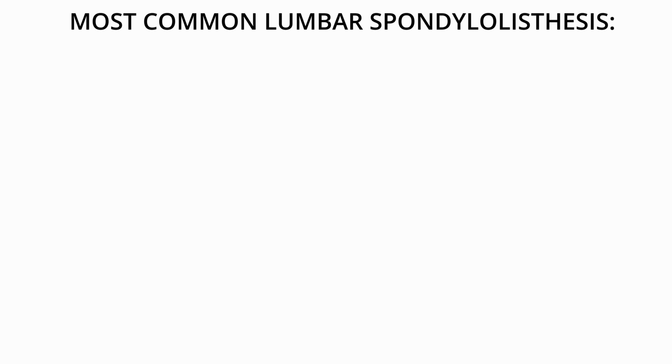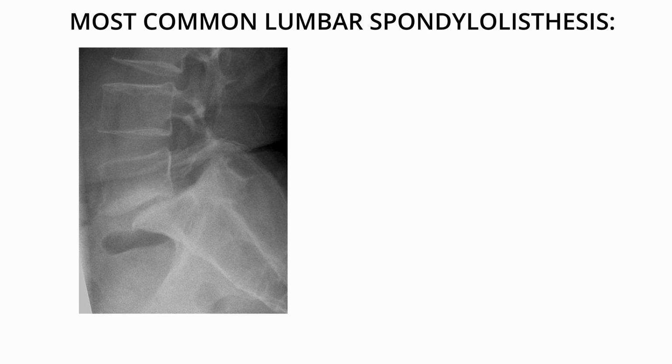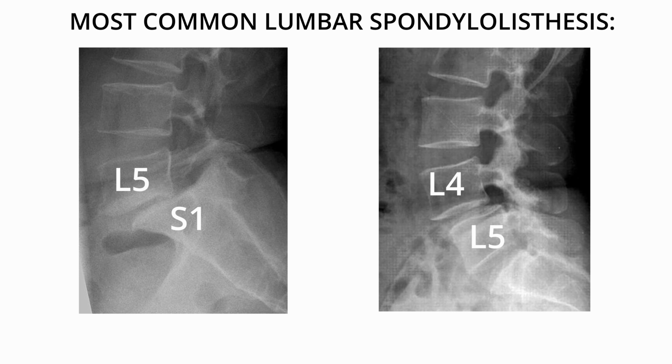Spondylolisthesis most commonly occurs at the L5-S1 level with an anterior translation of the L5 vertebral body on the S1 vertebral body, as you can see over here. The L4-5 level is the second most common location for lumbar spondylolisthesis. Both of them can cause radicular symptoms called sciatica.